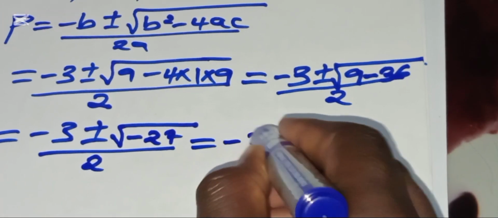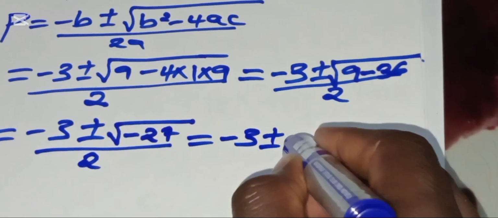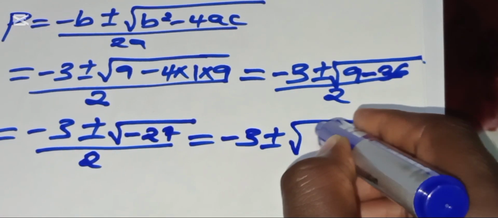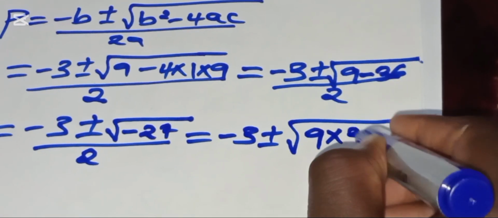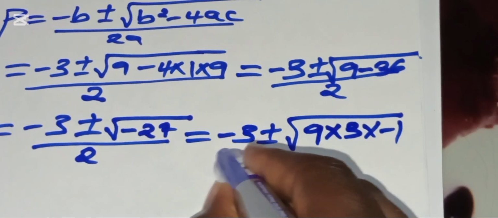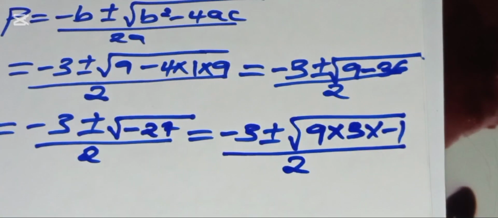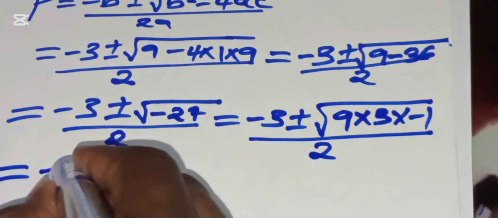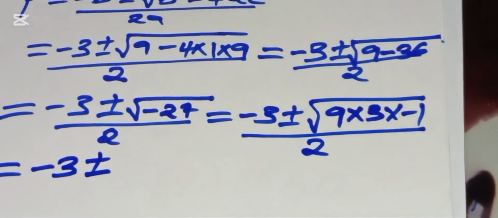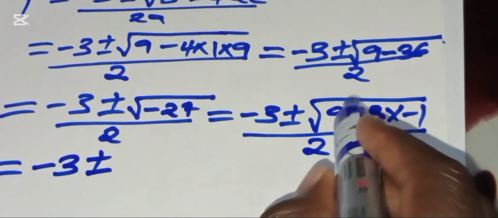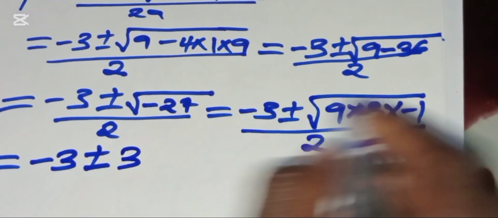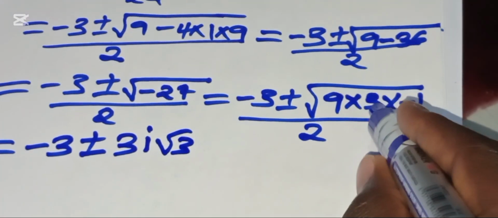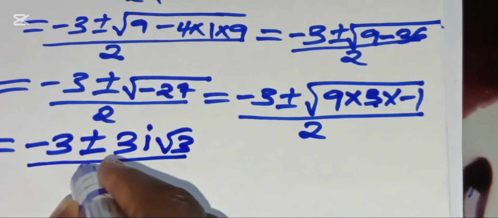So you're going to have negative 3 plus or minus, negative 27 can be expressed as 9 times 3 times negative 1, divided by 2. So we're going to have negative 3 plus or minus the square root of 9, which is 3, the square root of negative 1, which is i, and the square root of 3, divide everything by 2.